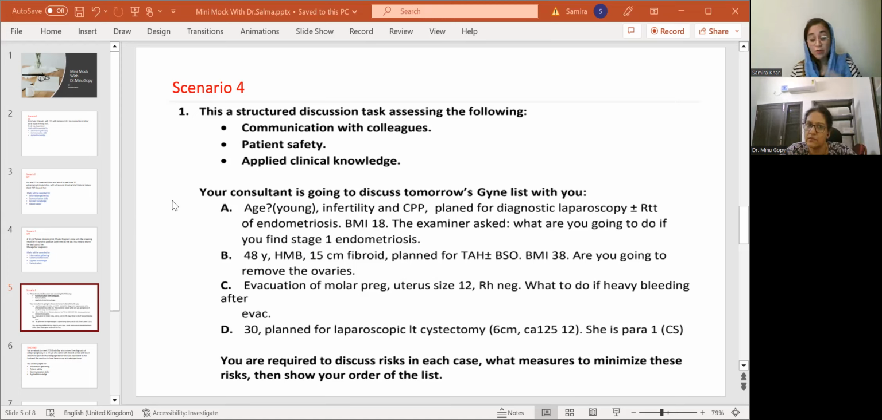You talked about how you will check if the consent is there, if the consent is valid, and if the anesthetist is informed and has cleared the patient, and that you checked all the investigation results are there, and once the patient comes, you would like to do a urine pregnancy test for all the reproductive age group patients.